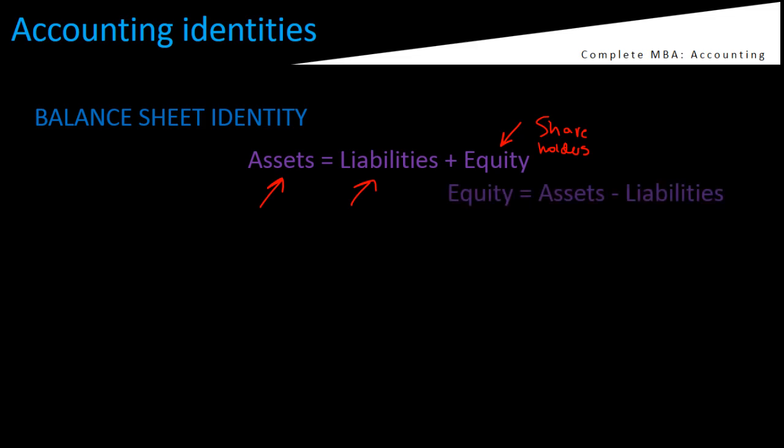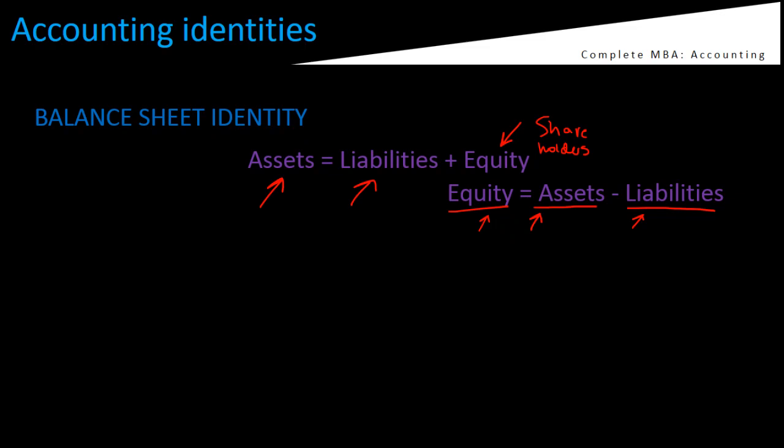Rearranging the equation, it is very easy to see that the shareholders can claim from a company the total value of their assets minus the total value of their liabilities. When companies grow, their assets account grows quicker than the liabilities account, and therefore the equity gets higher. That's why shareholders get richer when a company grows, and that's how capitalism works.